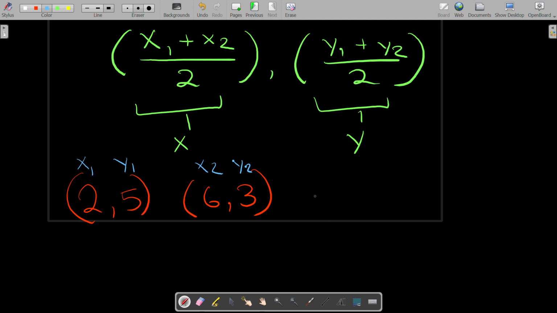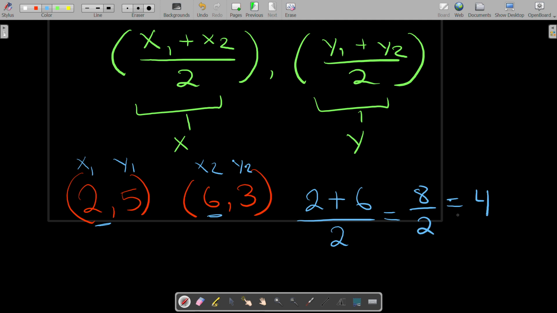Let's solve for the x-coordinate first. We have x1 plus x2, so x1 is 2 plus x2, which is 6, divided by 2. 2 plus 6 is 8, and 8 divided by 2 is equal to 4. So the x-coordinate here is 4.